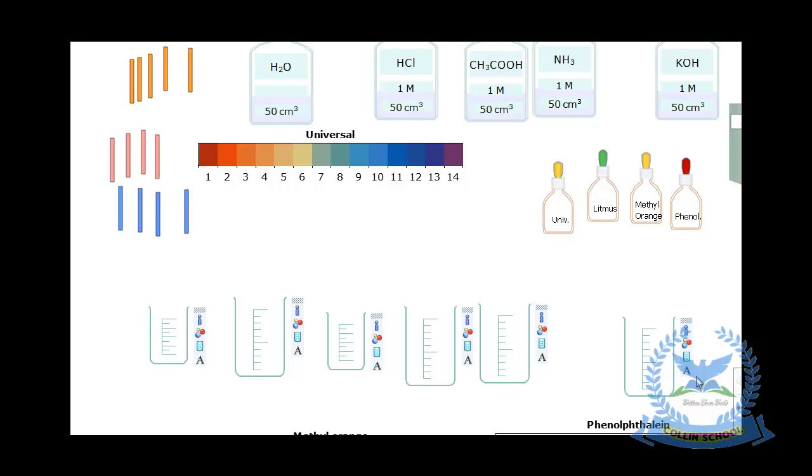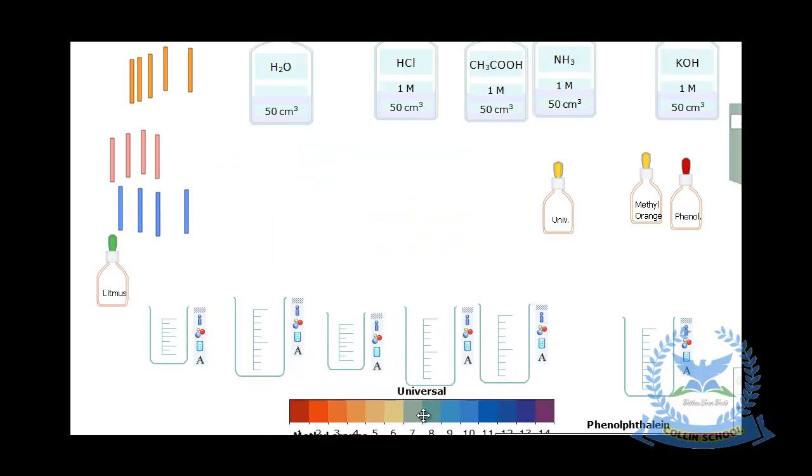We have some solutions over here. This is water, this is hydrochloric acid, this is ethanoic acid, this is ammonia solution, this is potassium hydroxide. We'll start with this. This is a red litmus paper, this is a blue litmus paper, and also we have litmus solution over here. This is a universal chart. Okay, good.